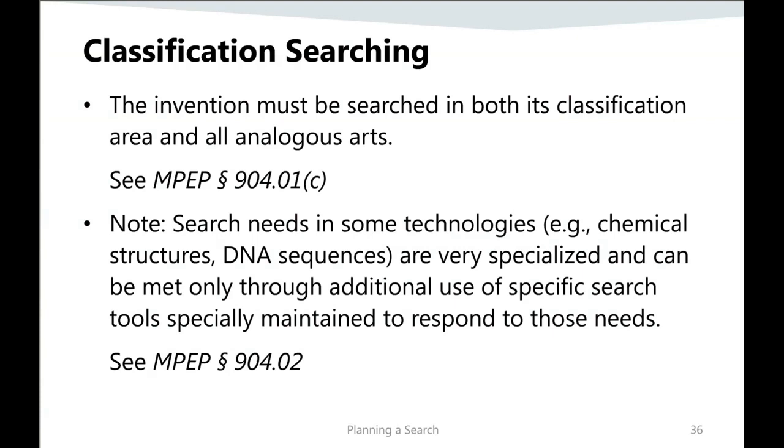However, note that search needs in some technologies are very specialized and can be met only through additional use of specific search tools specially maintained to respond to those needs. Those tools are beyond the scope of this lecture.